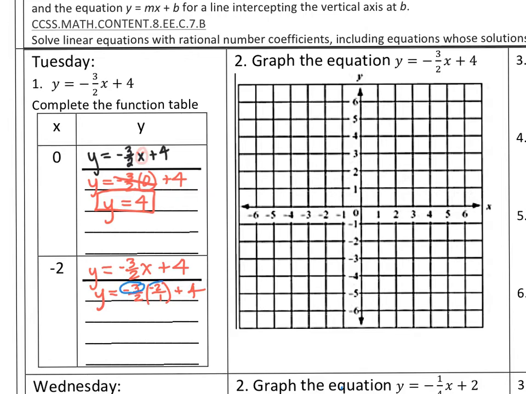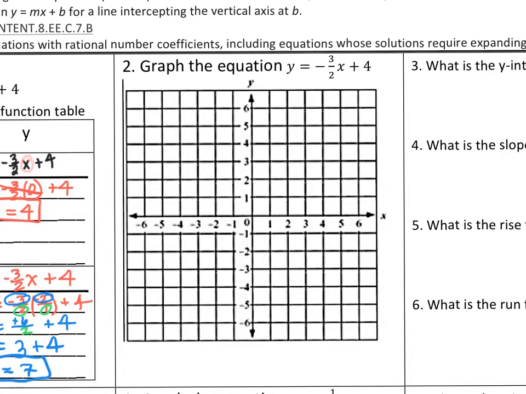Now, -3 times -2 is +6. 2 times 1 is 2. And your 4 stays the same. Notice that when I write my y and my equal sign, I try to keep it in the same spot. Make sure you try to do that so that you're mathematically precise. 2 goes into 6 3 times. Plus 4. 3 plus 4 is 7. So for an input value of -2, your output value is 7.